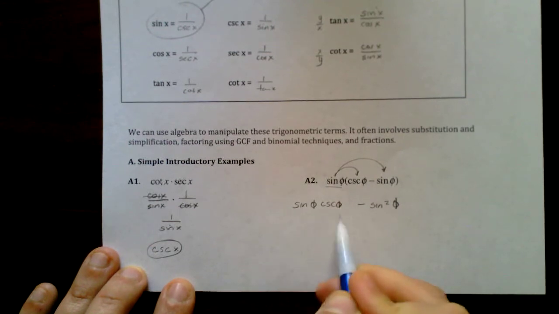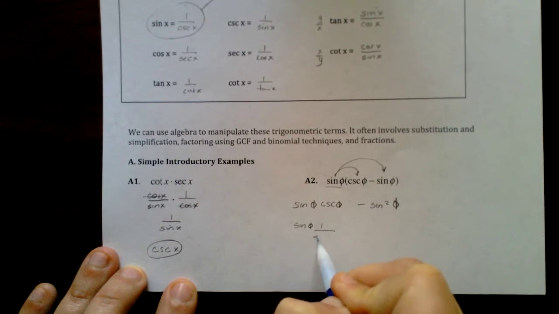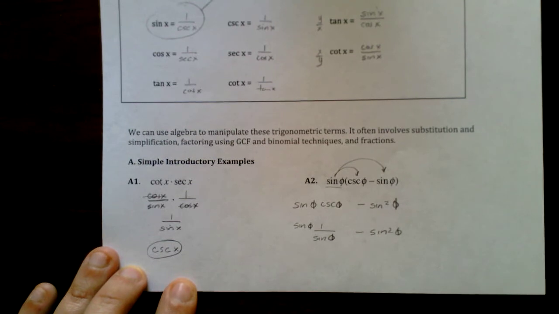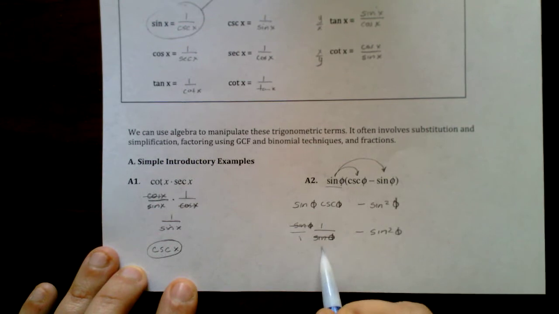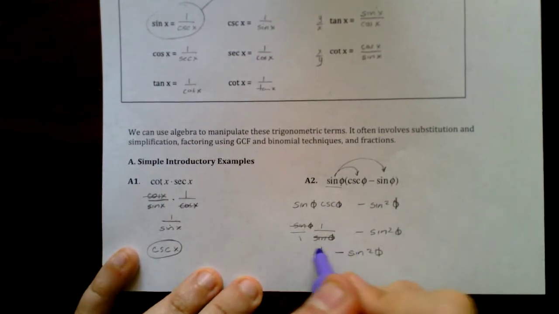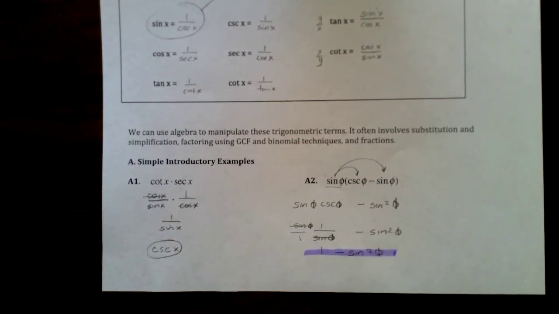When I come into here, sine can stay, cosecant is 1 over sine. This I can put over 1, cancels. Anytime everything cancels, it leaves me with 1 minus sine squared. Now, I'm going to highlight this because this is an example of what we call a Pythagorean identity. So what I'm going to do now is go introduce the first Pythagorean identity and then come back to this problem here.